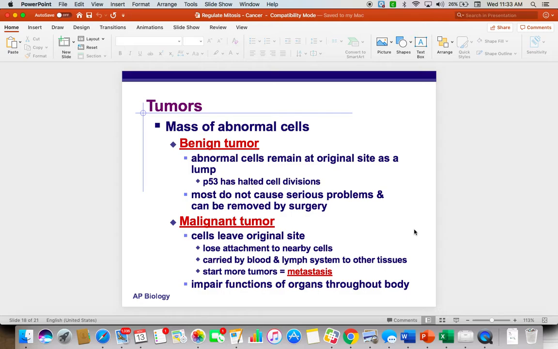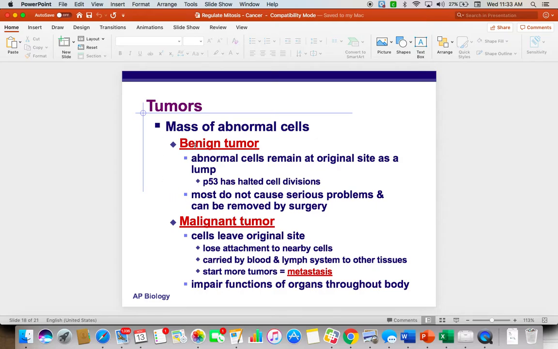Tumors come in two forms, benign and malignant. Benign is an okay tumor, okay? It means it's not cancerous. It's not going to hurt you. Freckles are benign tumors. Malignant tumors are the ones that spread. So malignant is bad. It means you have cancer. If the tumor is benign, it means you don't.